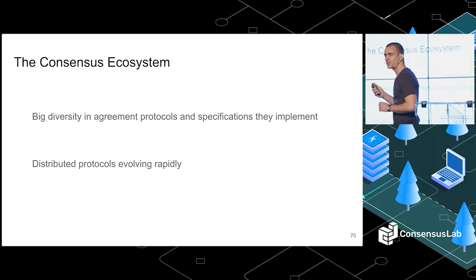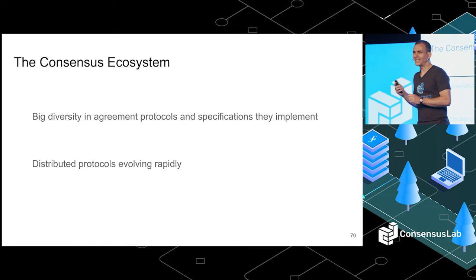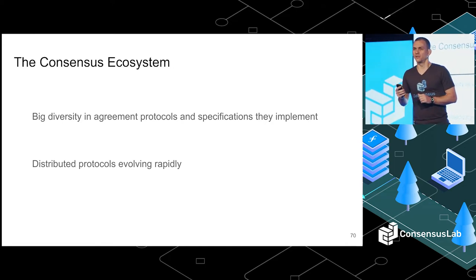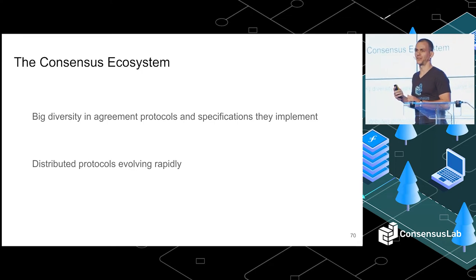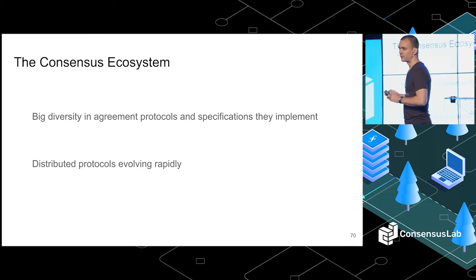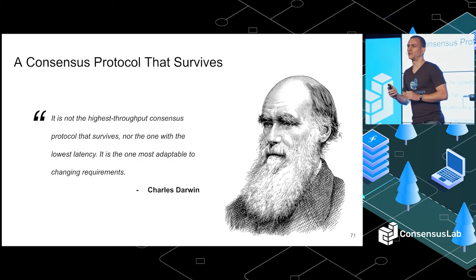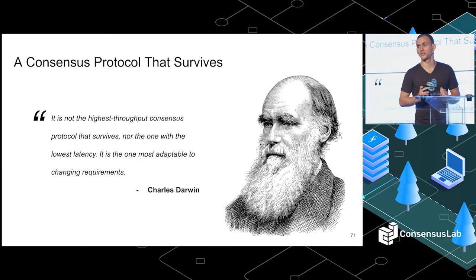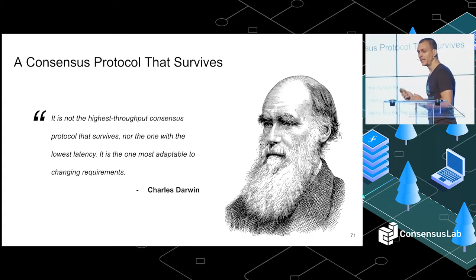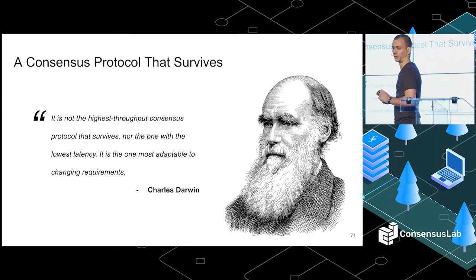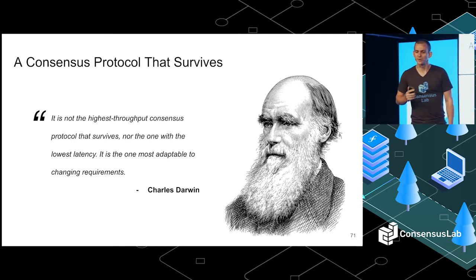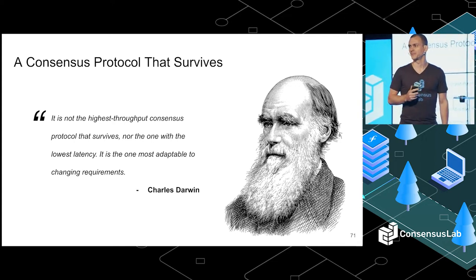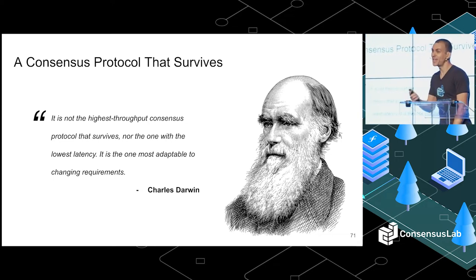But which protocol is there to stay? Which is the one that will not be immediately replaced by some newer version of some protocol? Well, one way to look at it is the way Charles Darwin already looked at consensus protocols, namely that it is not the highest throughput consensus protocol that survives, nor the one with the lowest latency. It is the one that is most adaptable to changing requirements. And he was a pretty smart guy.